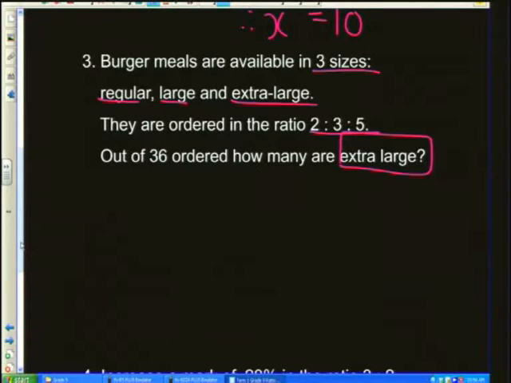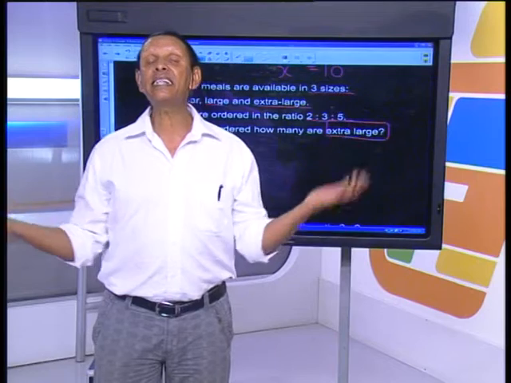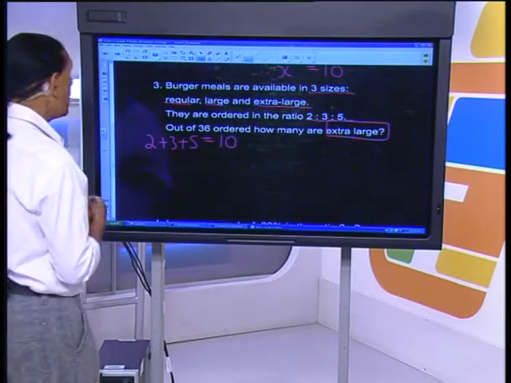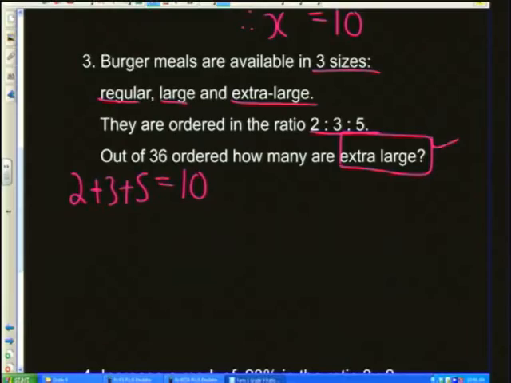Looks familiar? Yes, we need to add 2 plus 3 plus 5. You still remember, guys? That gives us 10. So there are 10 types of burgers, isn't it? We want extra large only, so therefore the focus is on 5. Because extra large is mentioned last, so 5 belongs to extra large. So the ratio therefore is then 5:10 times, right. The 36, remember?